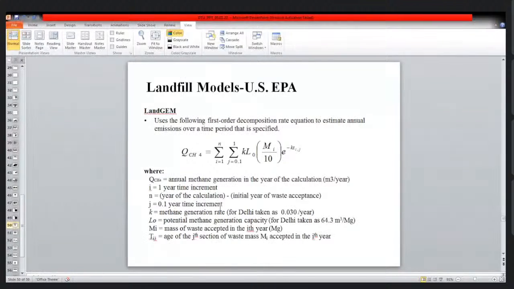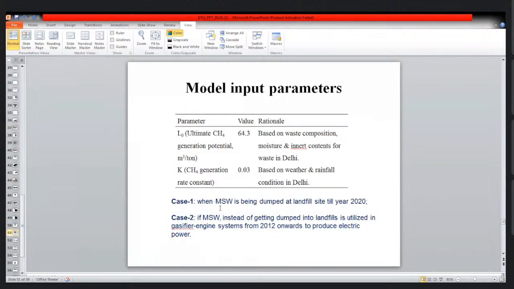A model of a landfill, that is LandGEM, is used to model the methane and carbon dioxide emissions from the landfill site. It will allow us to see, if we install such a gasification system processing the municipal solid waste or RDF, what the impact will be on the emissions: methane emissions, carbon dioxide emissions, total gas. Keeping that in mind, two cases were considered for comparison using this LandGEM model.